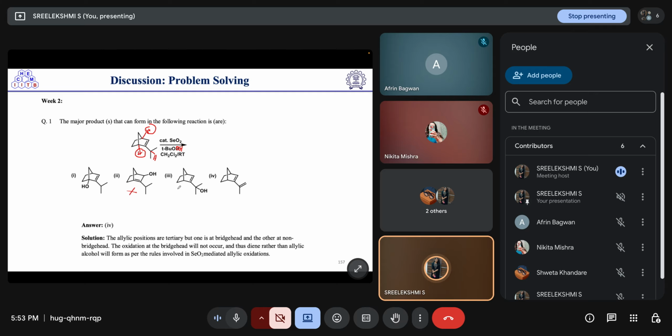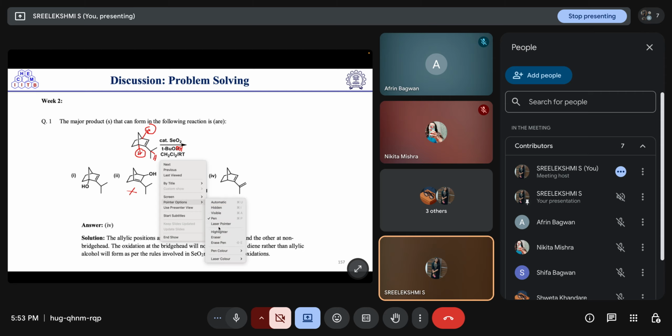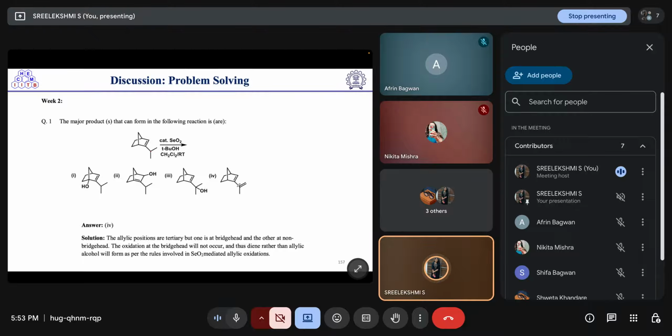Then the other two possibilities are option 3 and 4. So in 3, what we can see is this allylic position is oxidized. So that is according to Bredt's rule contradiction. Other than that, it is favorable. Then in the last option we can see an elimination happened from one of the methyl groups. It took a proton and a water molecule eliminated to form the alkene.